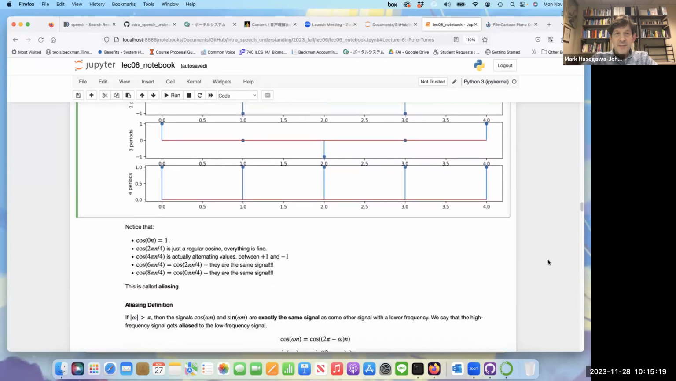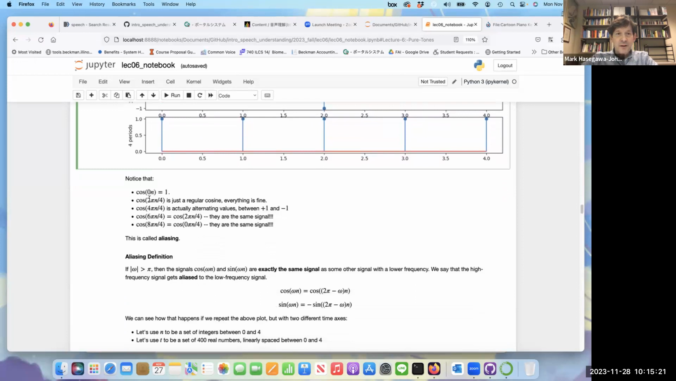Let's examine what's happening a little bit better. Cosine of 0n is 1. Cosine 2 pi n over 4 is just a regular cosine. Cosine 4 pi n over 4 is just alternating between +1 and -1. Cosine of 6 pi n over 4 is actually the same as the cosine of 2 pi n over 4. Cosine of 8 pi n over 4 is actually the same as cosine of 0 pi n over 4.